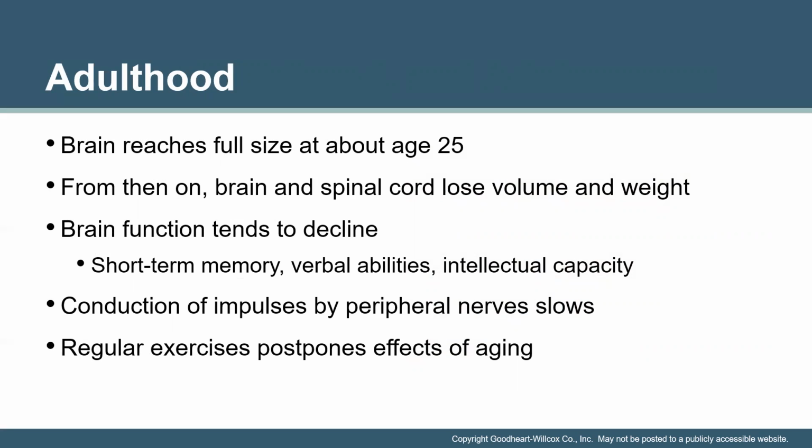The brain reaches full size at about age 25. This is really when we build our bodies up to about age 25, and then it starts to take some backslide. Brain function will tend to decline as we age. Short-term memory, verbal abilities might be decreased, and intellectual capacity can be decreased. Impulses can slow. Exercise, once again, putting a plug in for movement, can slow all of that down.